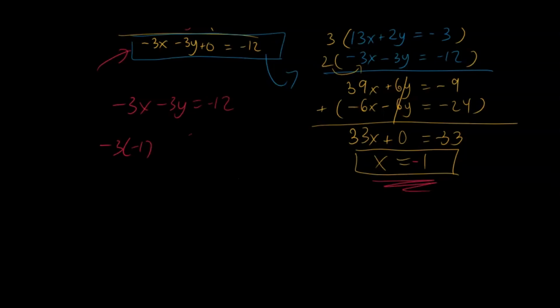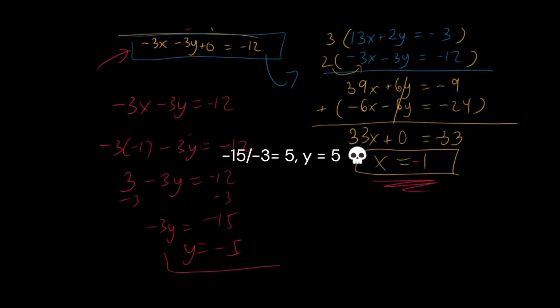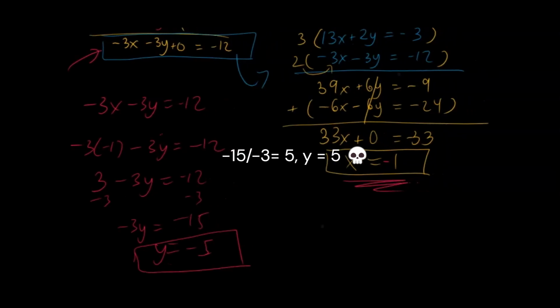So -3 times -1 minus 3y equals -12. -3 times -1 is +3 minus 3y equals -12. Subtract 3 on both sides, and we get -15 is set equal to -3y. So y is just 5. And there we have found our second term. And now watch this, it works like magic.